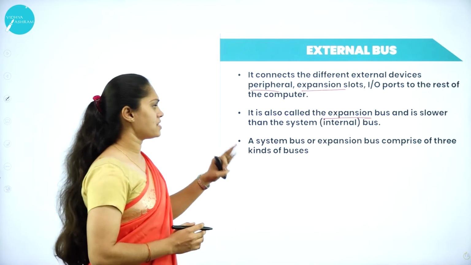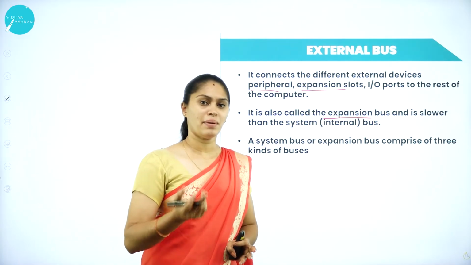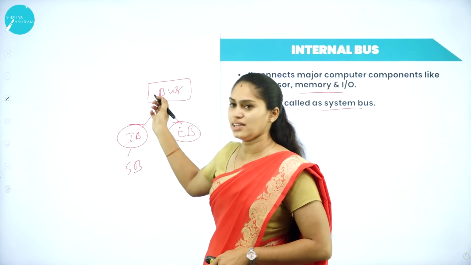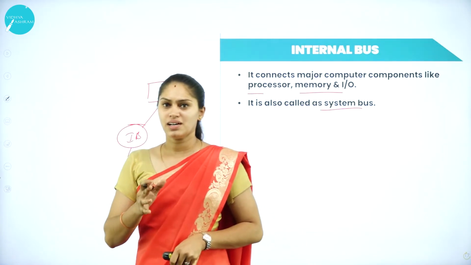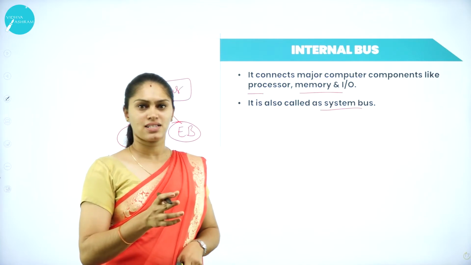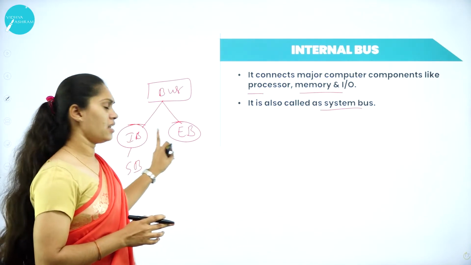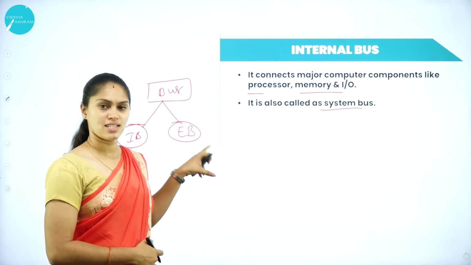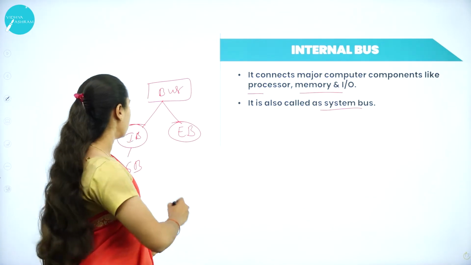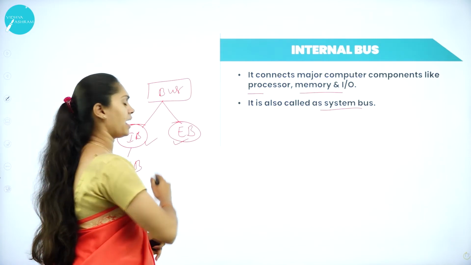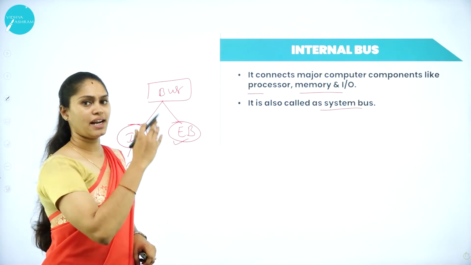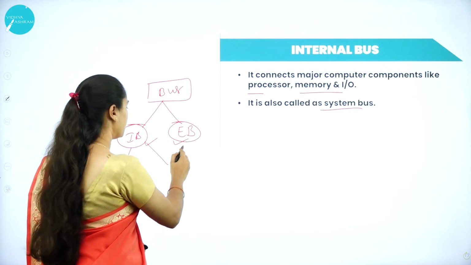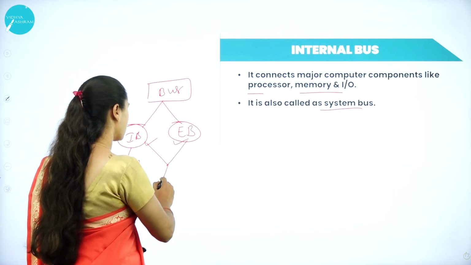So the system bus or expansion bus comprises 3 other kinds of bus. Here we have a bus and the bus is divided into 2 parts, that is internal bus and external bus. And internal bus is also known as system bus. Again, with the help of the internal bus and external bus, it is classified into another 3 types. Which are all those types?